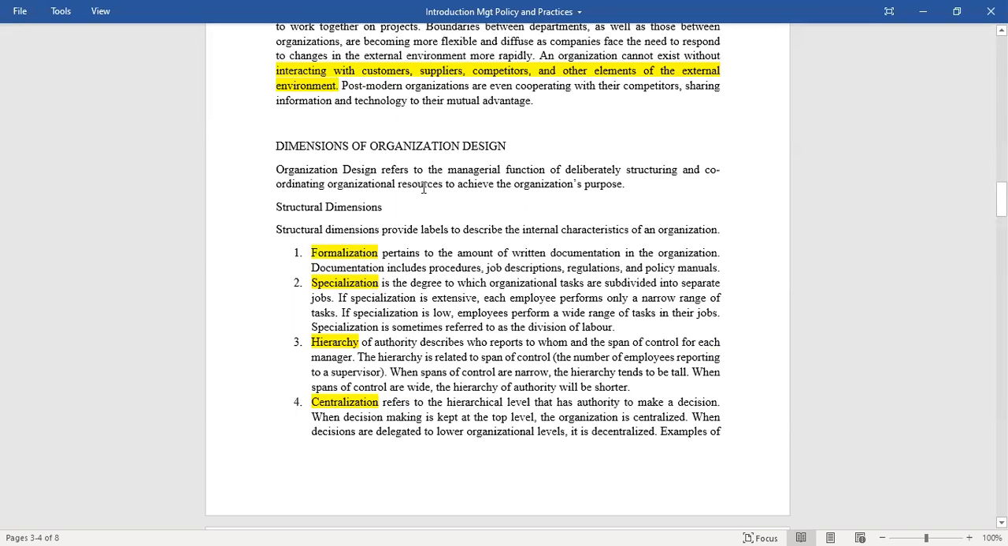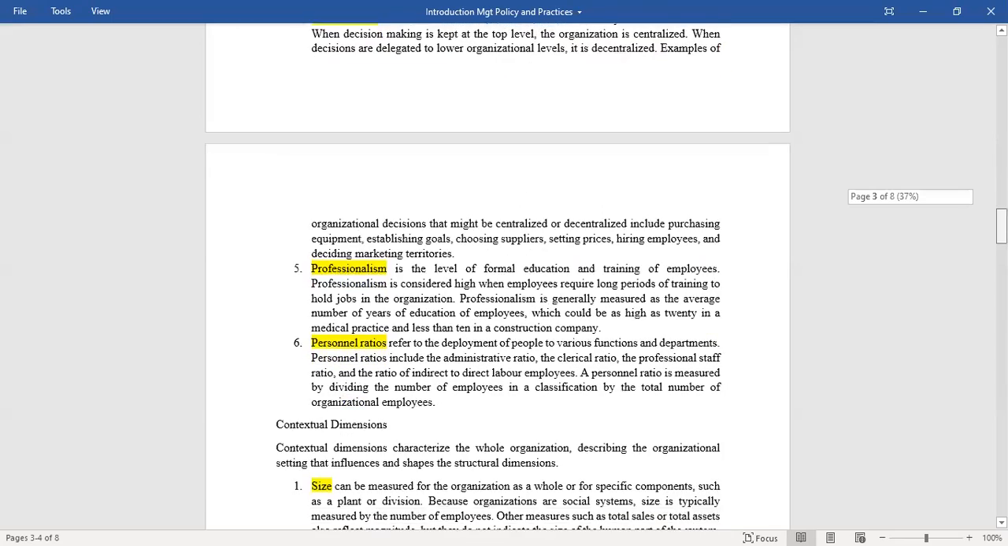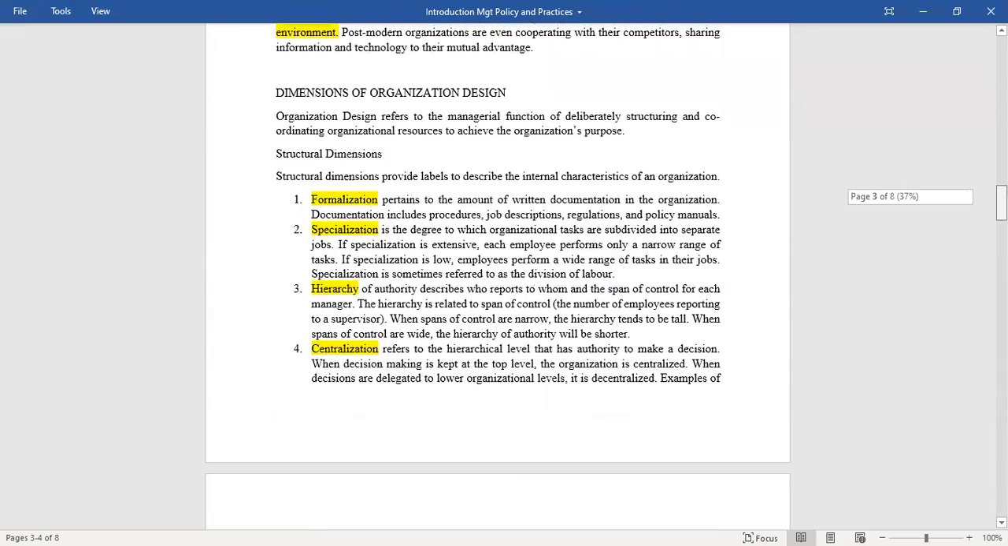Now, to understand this more, we can see that organization design has two aspects. One is the structural aspect or the structural dimension, and the other is the contextual dimension, right? So, in order to have organization design, these two dimensions are critical, right? So, let us look at first the structural dimension. This dimension provides the labels to describe the internal characteristics.